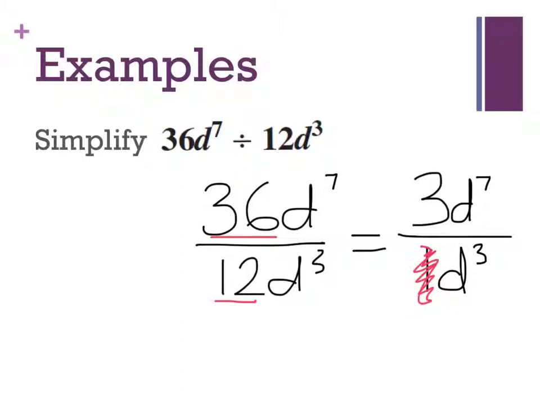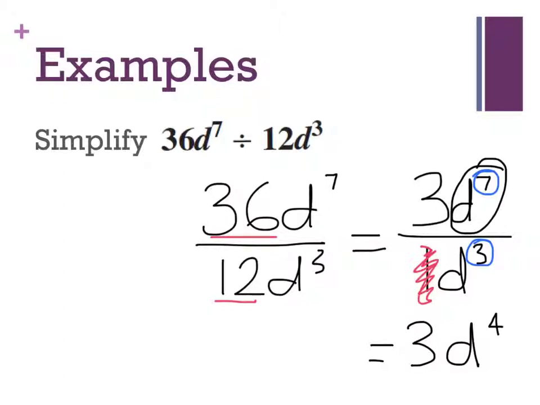I know my indices law says that I can now take my 7 and subtract 3 from it. So that would be d to the power of 4. So my answer becomes 3d to the power of 4. How did I get that? Because I know with my index law I can take my numerator and then subtract my denominator if my bases are the same. In this case they're both d's, so they are.